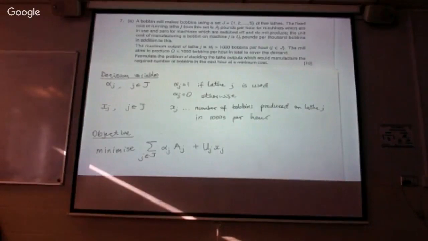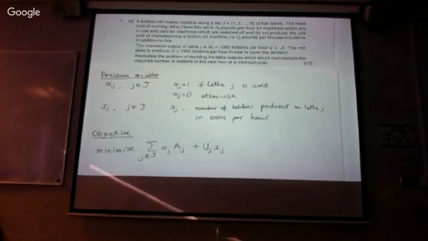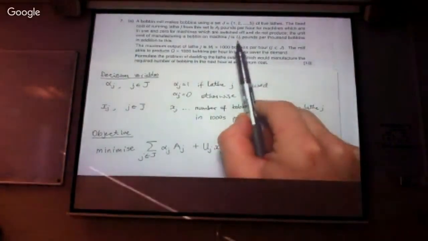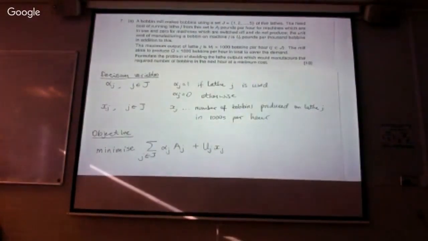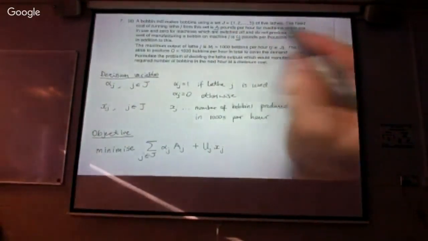What's it missing? No, xj. The uj are not decision variables. The uj are up here as the cost. So uj is not a decision variable. Aj is the cost here.